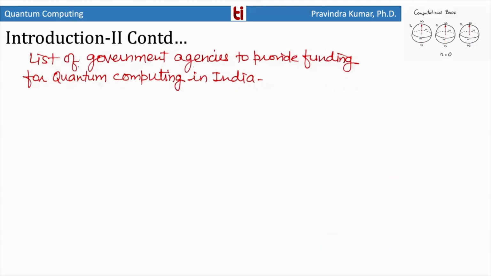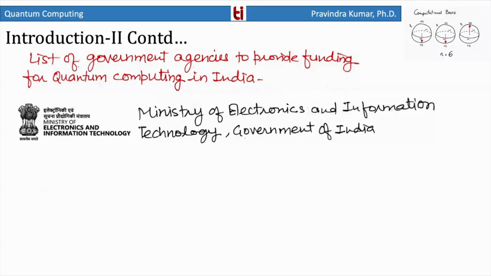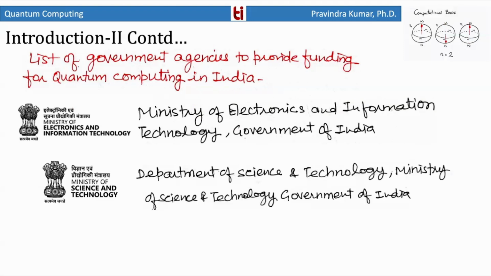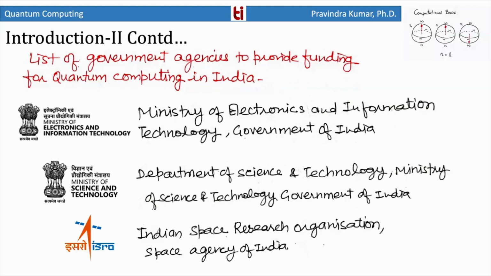I'm showing you the list of government organizations that provide funding for quantum computing in India. These are non-profit agencies that perform research or provide funding for the quantum field. That is the Ministry of Electronics and Information Technology, Government of India, the Department of Science and Technology, Ministry of Science and Technology, Government of India, and the Indian Space Research Organisation, ISRO, the space agency of India.